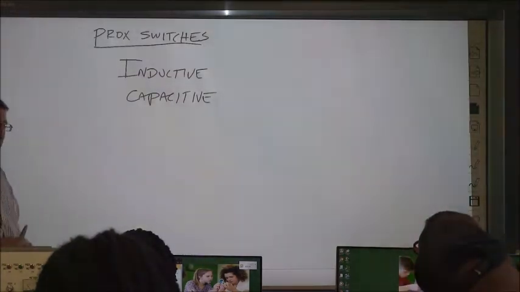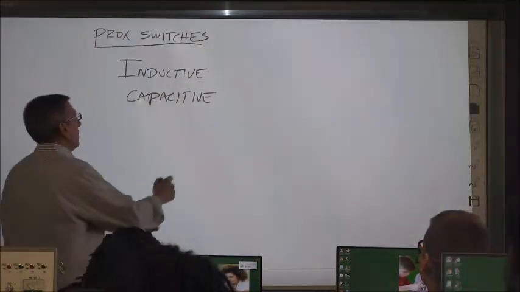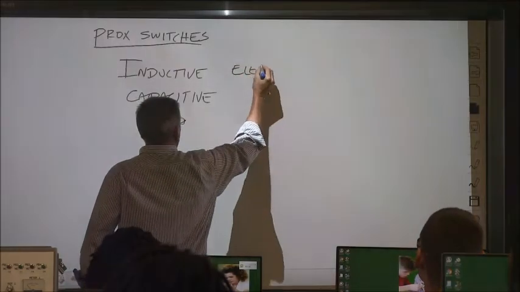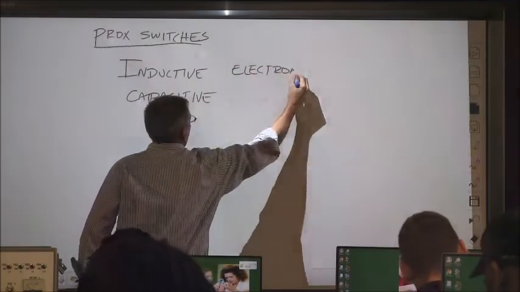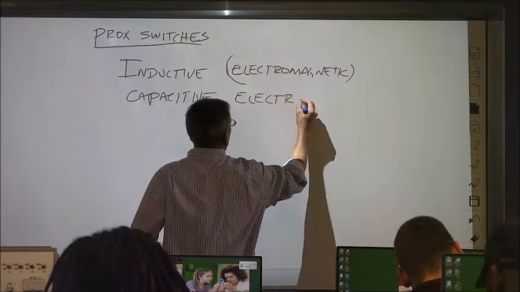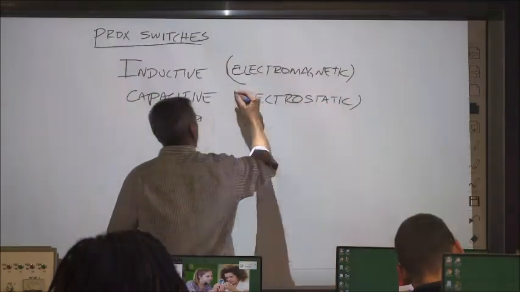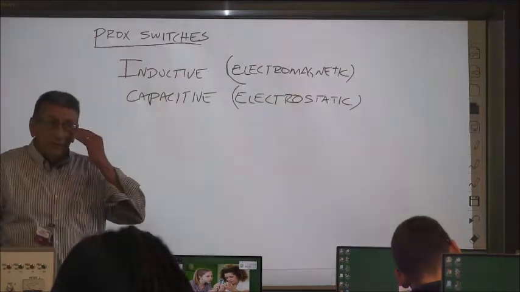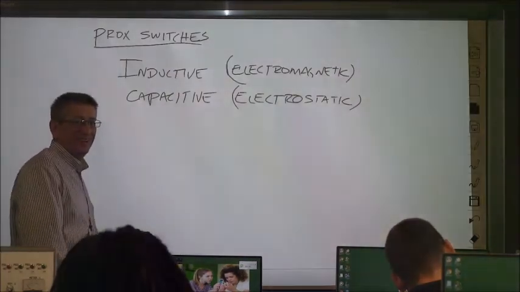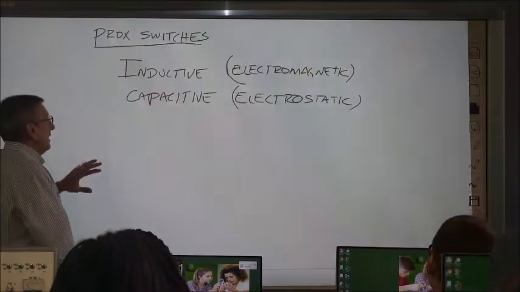So without getting into a whole ton of the theory behind this stuff, the inductive prox switch is electromagnetic, and capacitive is electrostatic, and that's all based on that capacitive theory stuff that you guys learned in 117, 118, and 201. Anyway, both of them are pretty similar.